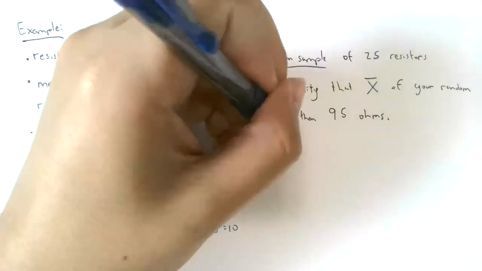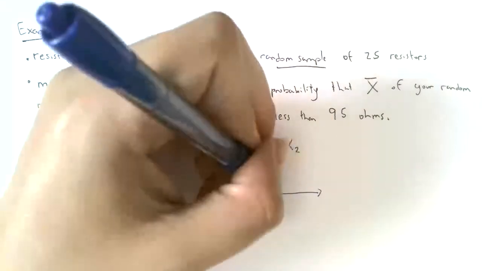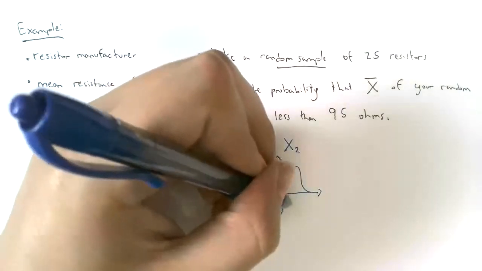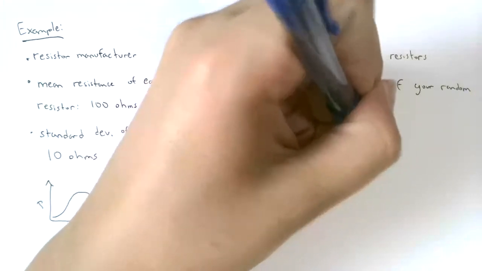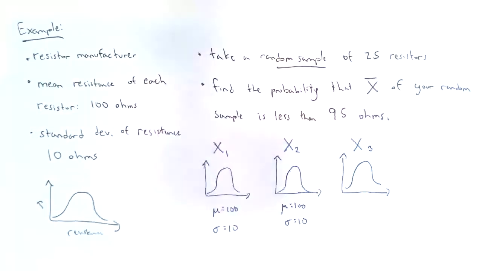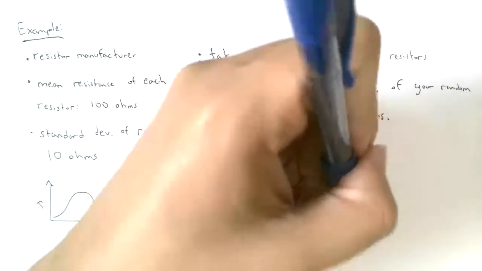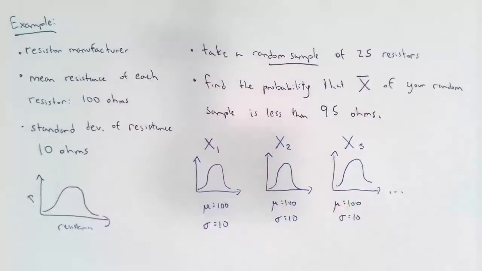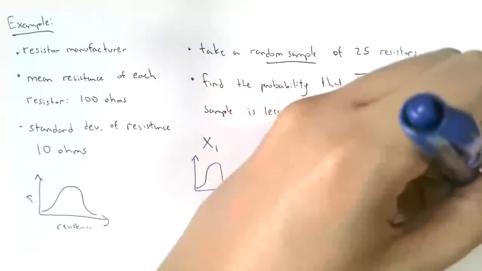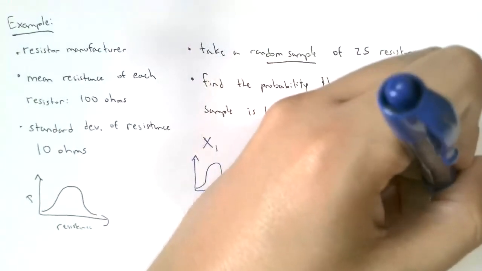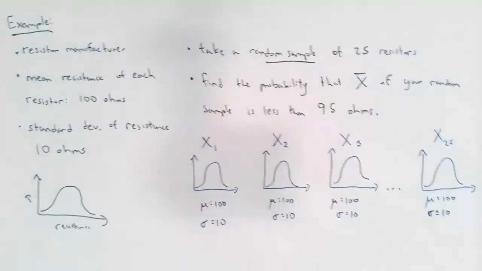Now, I can grab another resistor. My second resistor will have the same normal distribution with the same mean of 100 and the same standard deviation of 10. My third resistor is going to have the same normal distribution, with the same mean of 100 and the same standard deviation of 10. And I can keep doing this all the way up to my 25th resistor, which is going to have a normal probability distribution with the same mean of 100 and the same standard deviation of 10.